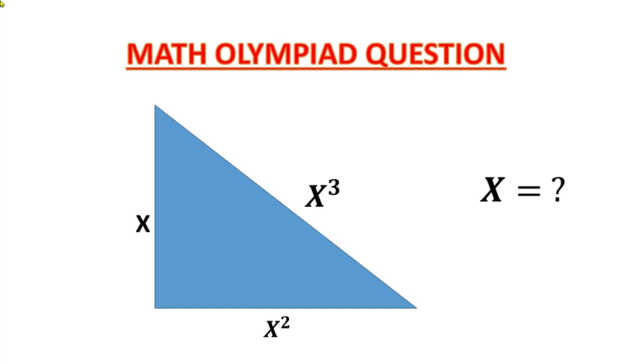This video is all about looking for the value of x. Now we are given this triangle where you have x squared and x to the power 3. So when you look at it, you see that the hypotenuse of the triangle is x to the power 3. So now let's solve this.